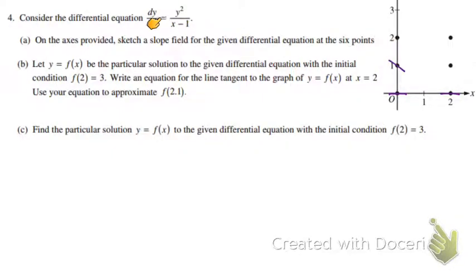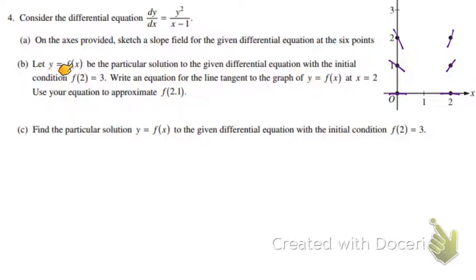0 comma 2 would be 2 squared on top, which is 4. 4 over negative 1 would be negative 4, so that's a pretty steep line. Then over here we have 2 comma 1. So if I plug in 2 on the bottom and 1 on the top, I get 1 squared is 1. And then on the bottom I have 2 minus 1, which is 1. So 1 over 1 is a positive 1. And if I plug in 2 comma 2, I get 2 squared on the top, which is 4. And then on the bottom, 2 minus 1 is 1. So 4 over 1 is 4. All right, there's part A.